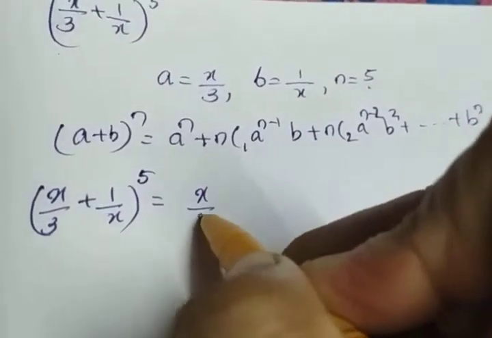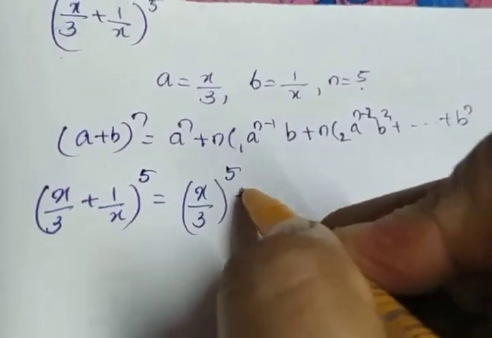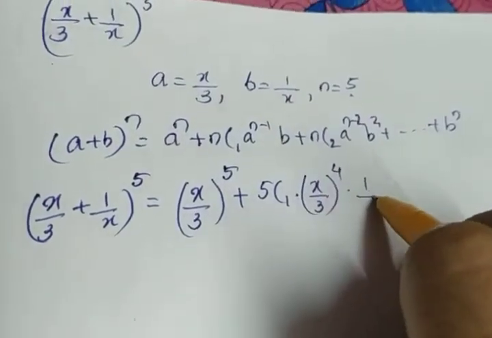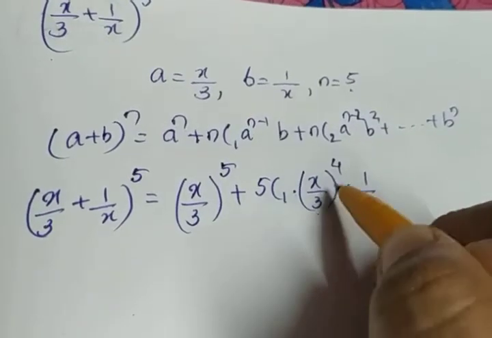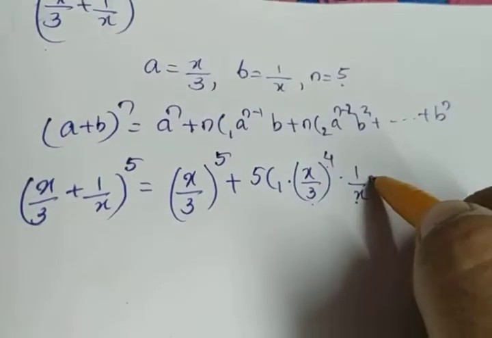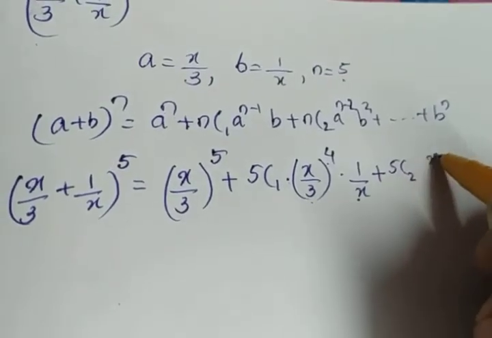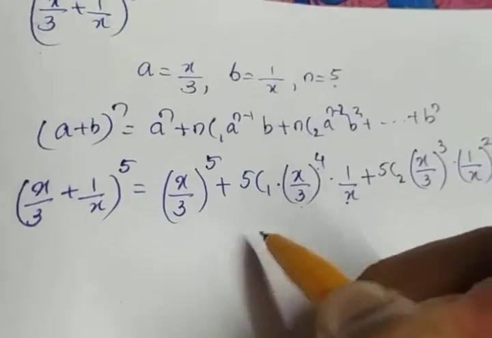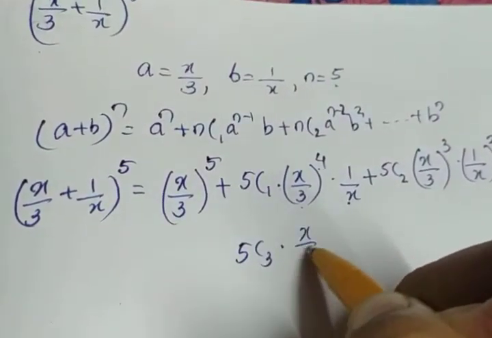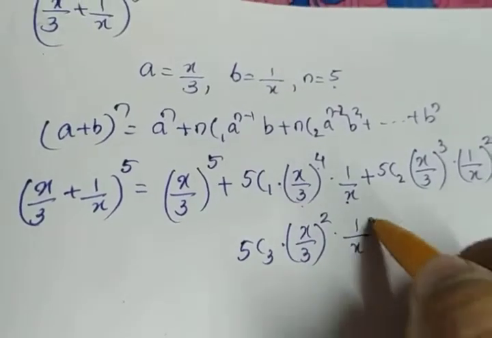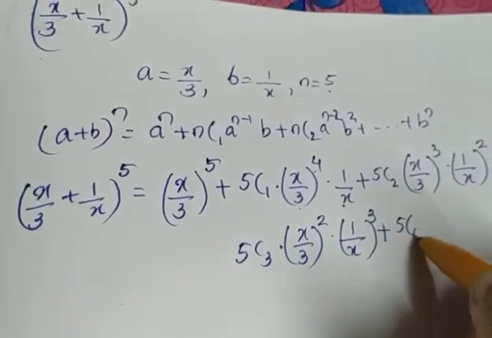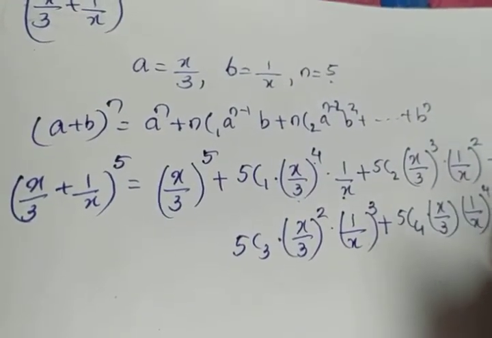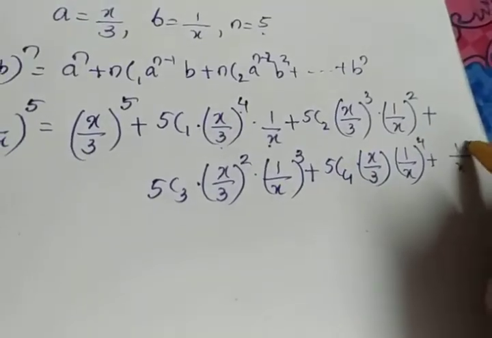Okay, first term a raised to n, here it will be (x/3) raised to 5, plus 5C1 into (x/3) the whole raised to 4 into 1/x. The power of x/3 gets reduced and the power of 1/x gets increased. Plus 5C2 into (x/3) the whole cube into (1/x) the whole square, plus 5C3 into (x/3) the whole square into (1/x) the whole cube, plus 5C4 into (x/3) into (1/x) the whole raised to 4, plus, and the last term, that's the sixth term, is (1/x) the whole raised to 5.